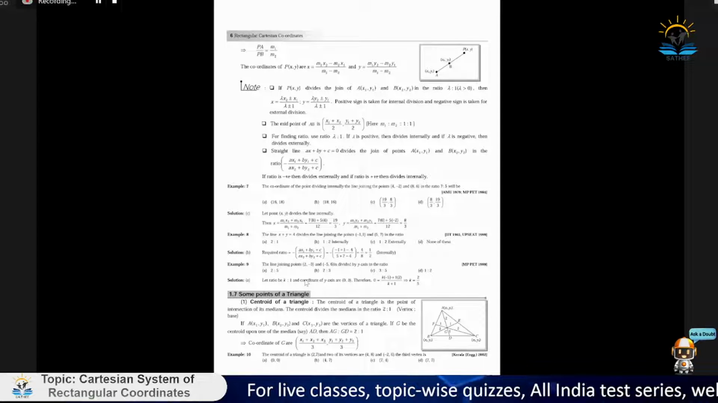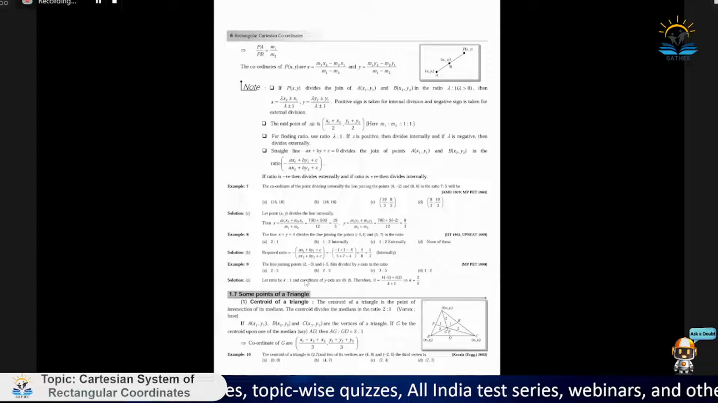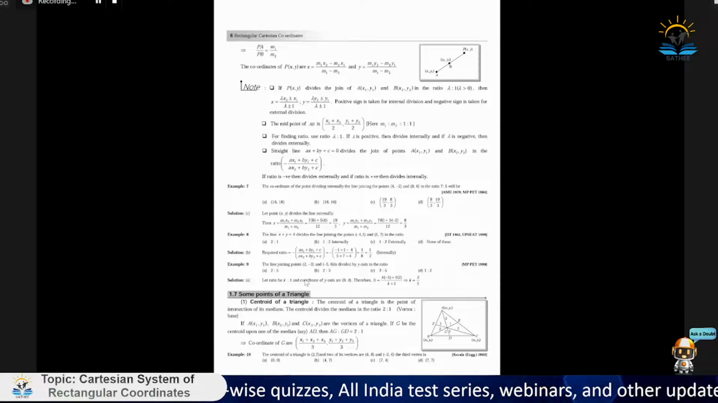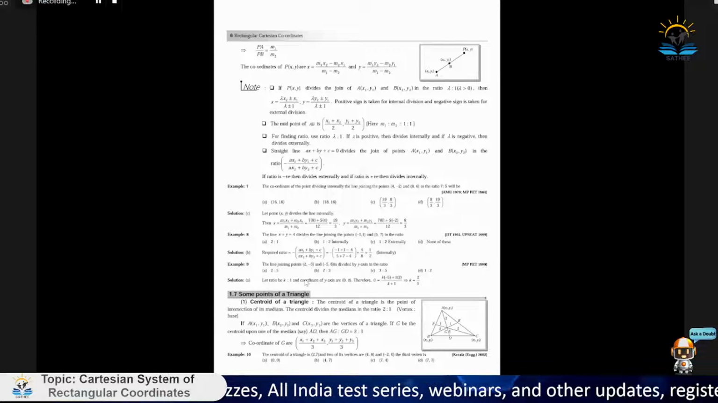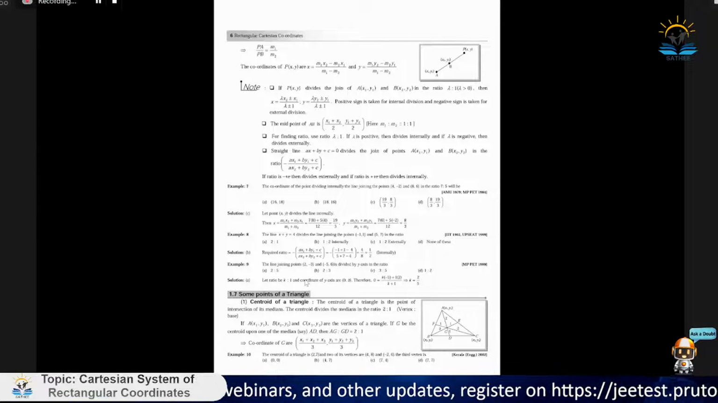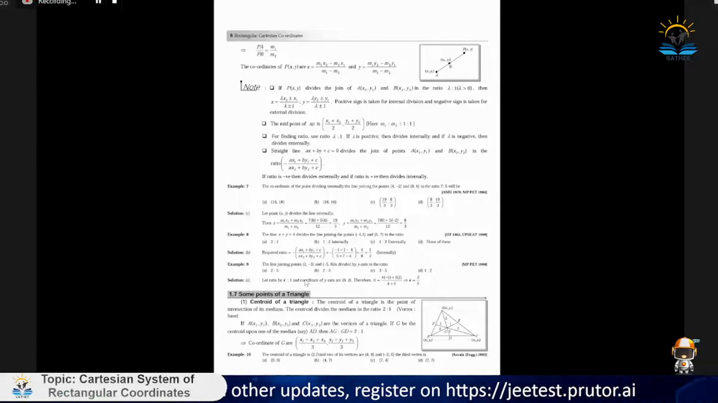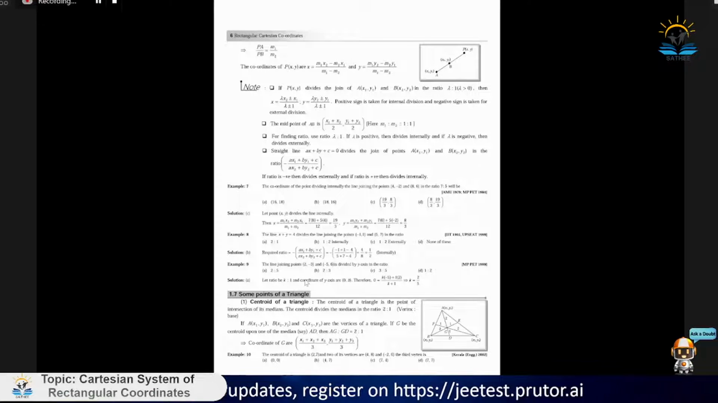The line joining points 2, minus 3 and minus 5, 6 is divided by the y-axis in what ratio? Here we don't have the coordinate directly, but they mention that it is on the y-axis. Whenever a point is lying on the y-axis, the x-coordinate should be 0. So taking the x-coordinate as 0, if the ratio is k is to 1, or lambda is to 1, the x-coordinate would be (k into minus 5 plus 1 into 2) by (k plus 1). From there, you will find the k value.